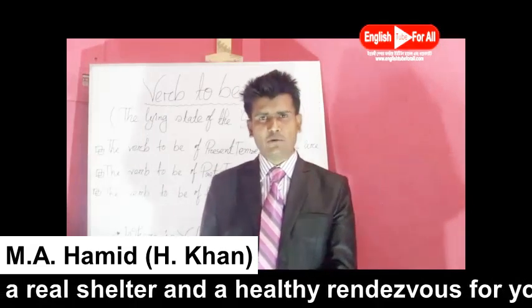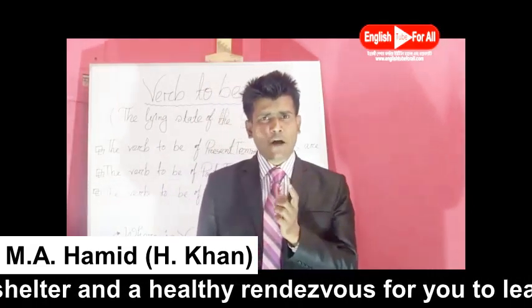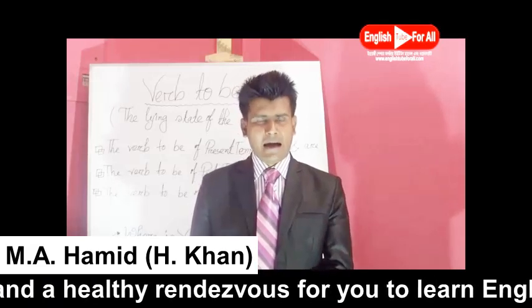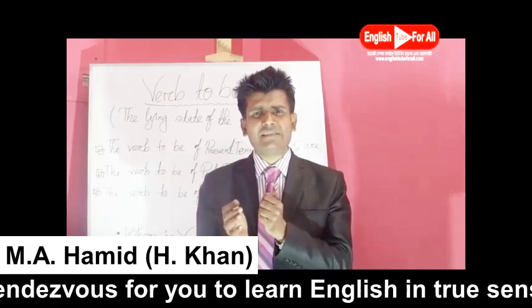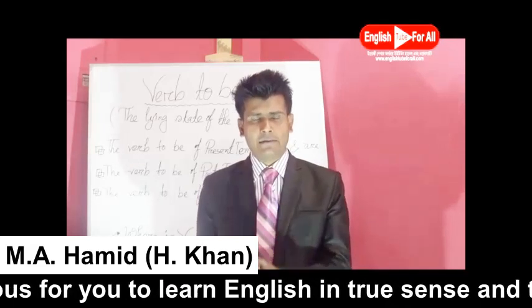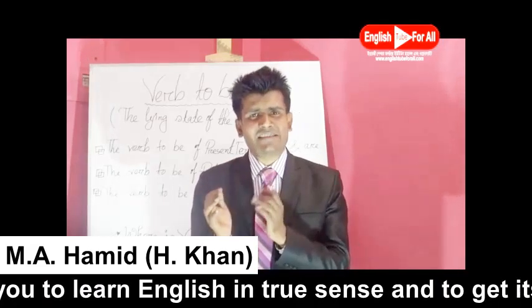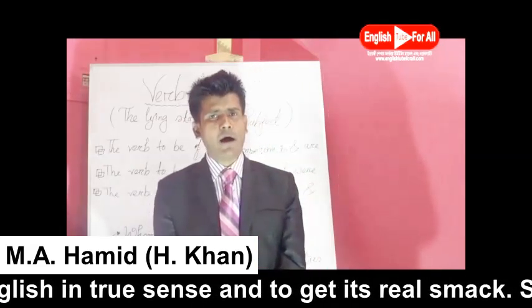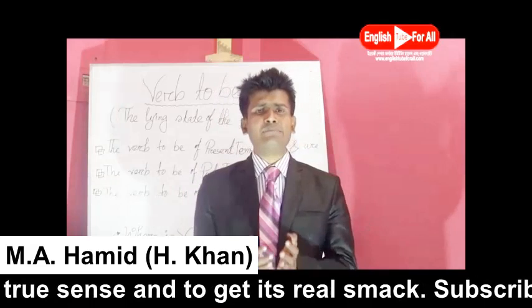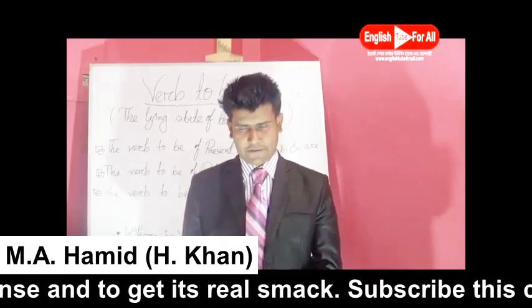Now I am going to tell you that the verb to be's of present tense are am, is and are. The verb to be's of past tense are was and were. The verb to be's of future tense are shall be and will be. Obviously, you are able to understand what I am talking about, the verb to be's of all the tenses.